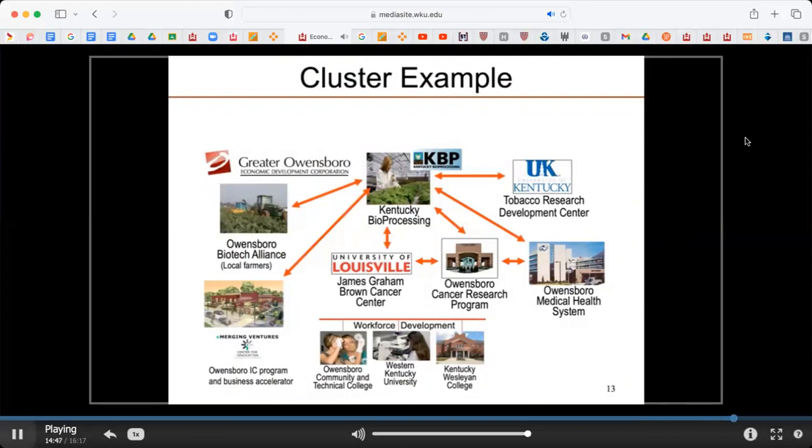This is one from just up the road in Owensboro that we worked on around a pretty significant high-tech biotech cluster. This is a company that uses tobacco, and they are, as we speak, developing a vaccine for the coronavirus using tobacco. They've developed the Ebola vaccine using tobacco.